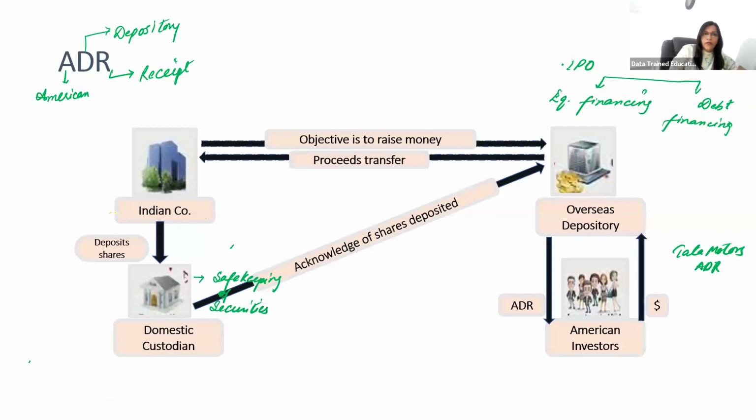Okay. In the case of this Indian company, if there is an American company and this US company wants to raise money, the rest of the process will be the same. They will deposit the shares, and a domestic custodian will be there. For us, it will become the overseas depository. Now here, instead of ADR, it will be Indian depository receipts and they will pay in rupees. These are Indian investors.